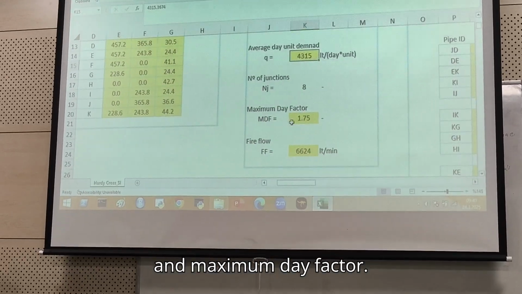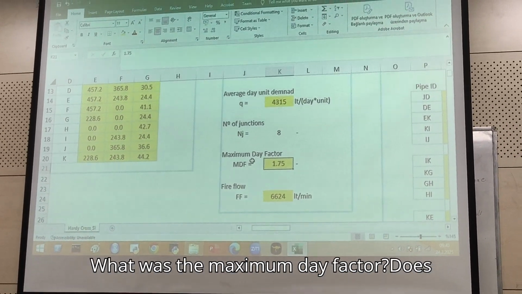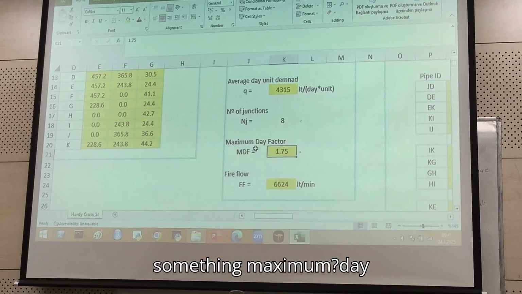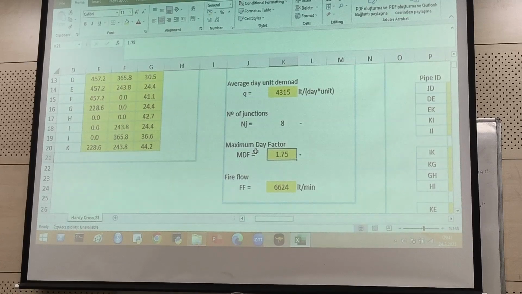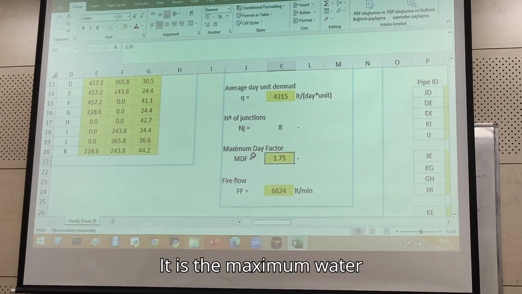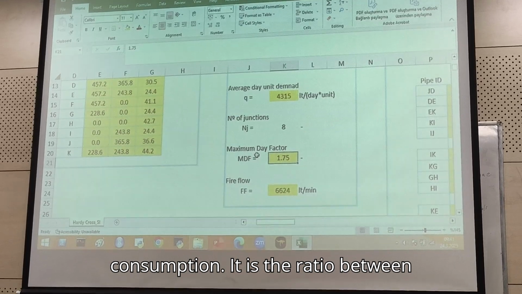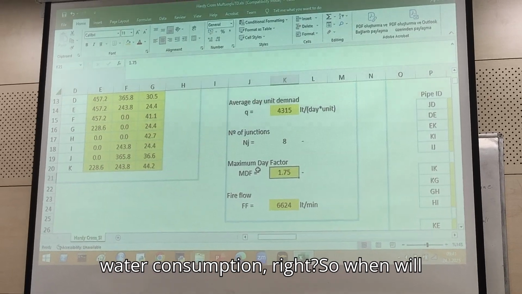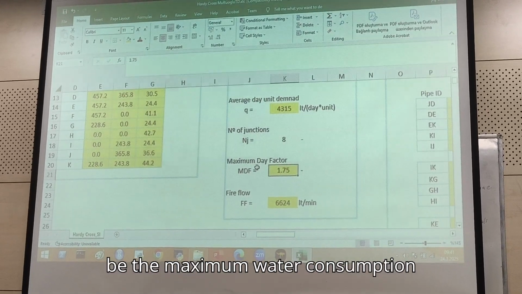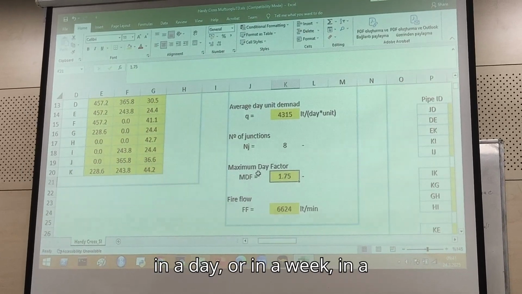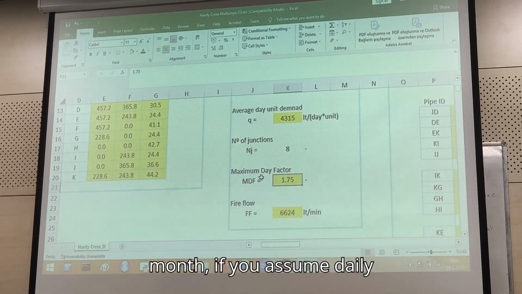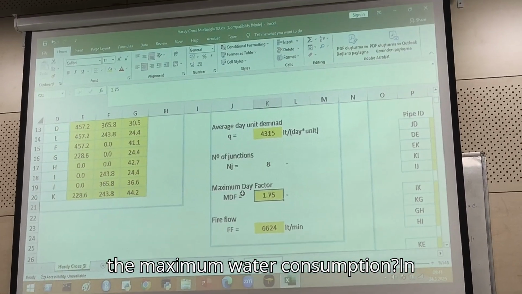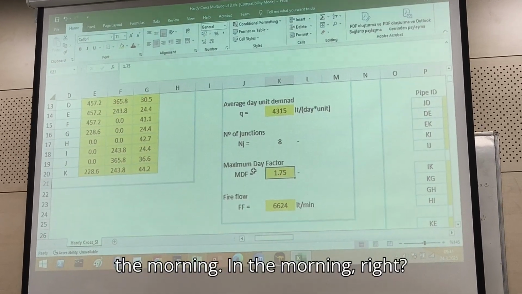And maximum day factor. What was the maximum day factor? Does anyone remember? It is the ratio between something. Maximum day factor. It is the maximum water consumption. It is the ratio between maximum water consumption and the average water consumption, right? So when will be the maximum water consumption in a day, or in a week, in a month, if you assume daily consumption? When will be the maximum water consumption? In the morning. In the morning, right?